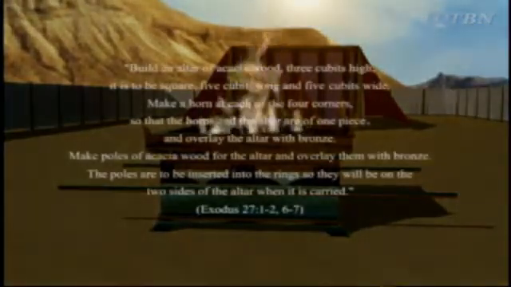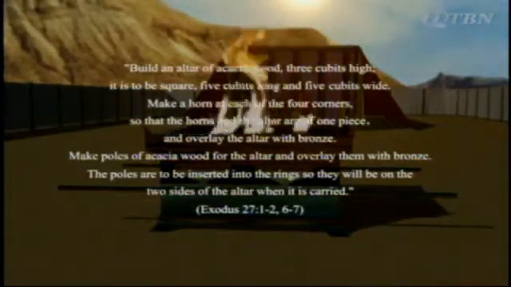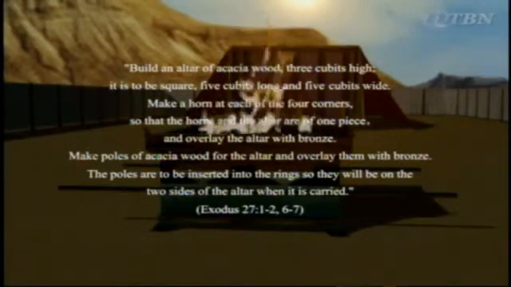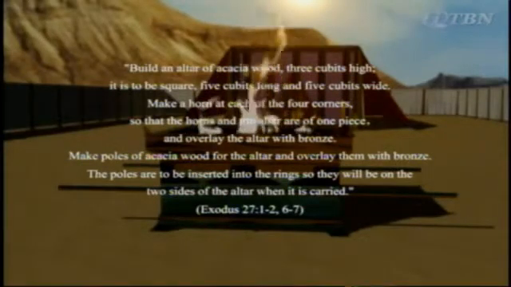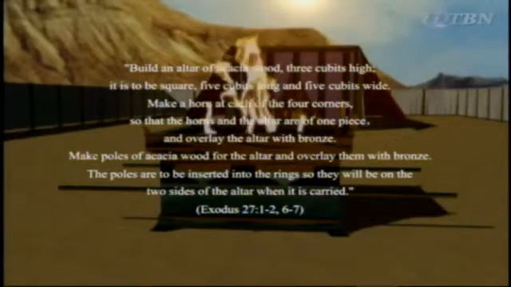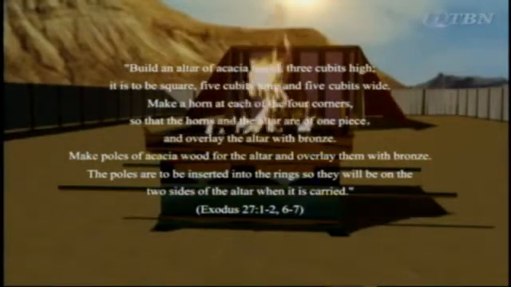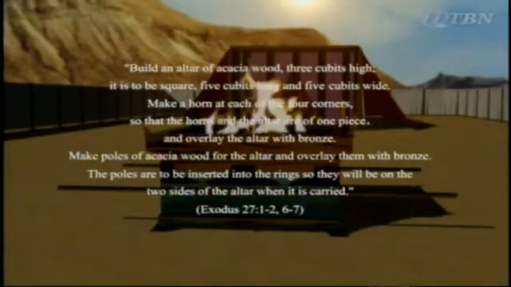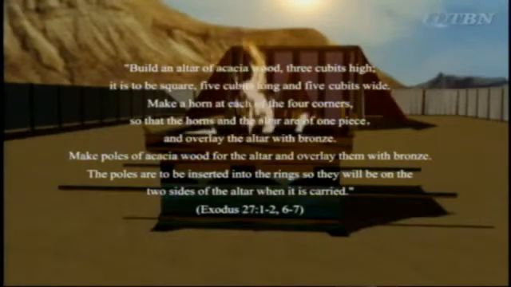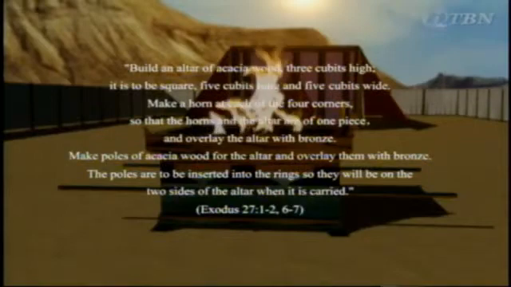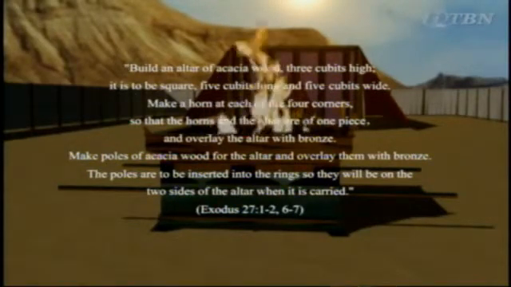Build an altar of acacia wood, 3 cubits high. It is to be square, 5 cubits long and 5 cubits wide. Make a horn at each of the 4 corners, so that the horns and the altar are of one piece, and overlay the altar with bronze. Make poles of acacia wood for the altar, and overlay them with bronze. The poles are to be inserted into the rings, so that they will be on the 2 sides of the altar when it is carried.